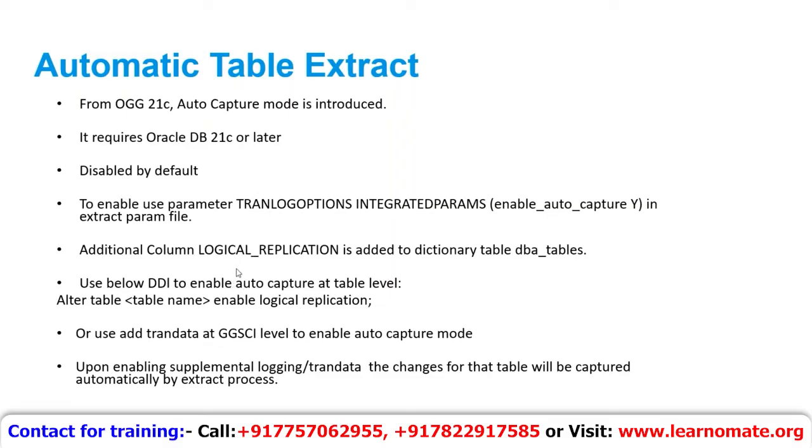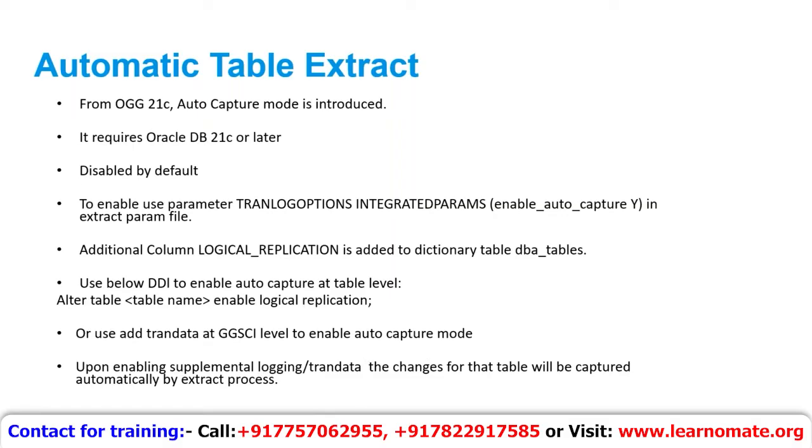The value of this would be either yes or no. So when you have automatic table extraction enabled, this column will be Y at the database level. If it is not enabled, then it will be N. To use auto capture at table level, you need to use the command ALTER TABLE table name ENABLE LOGICAL REPLICATION, or you can use ADD TRANDATA at the GGSCI level to enable auto capture.